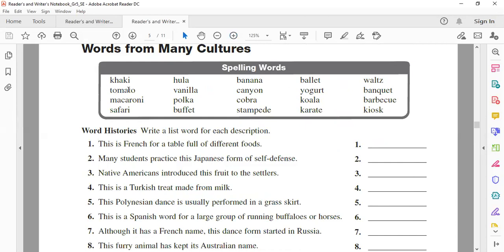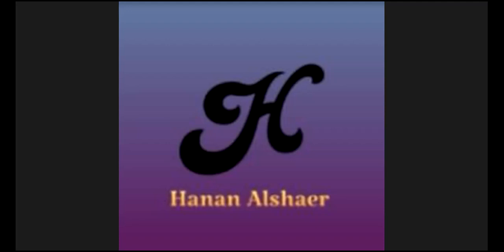We have the first words: khaki, tomato, macaroni, safari, hola, vanilla, polka, buffet, banana, canyon, cobra, stampede, ballet, yogurt, koala, karate, waltz, banquet, barbecue, and kiosk. Even the phonics and the sound of these words doesn't sound like English. If I come to this word khaki, you will never figure out that any word in English exists as khaki. But where is the origin of this word? Let's go and find the meaning of each one and where the origin of them is.